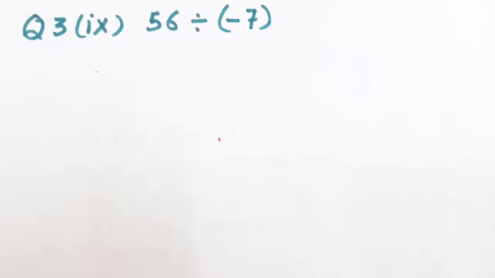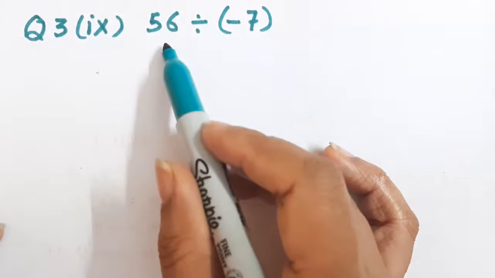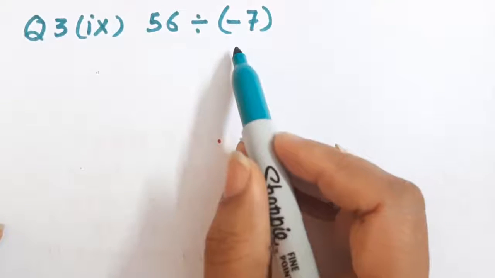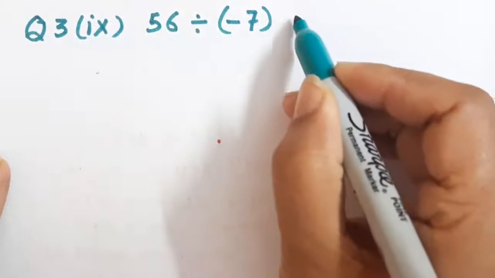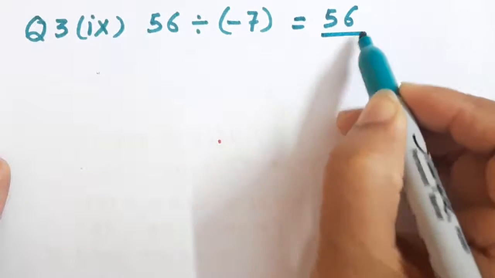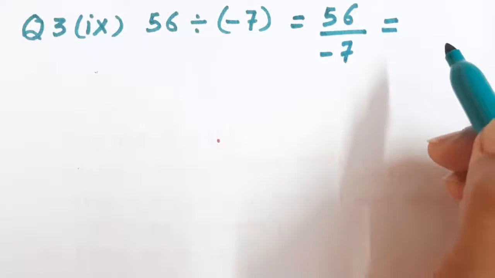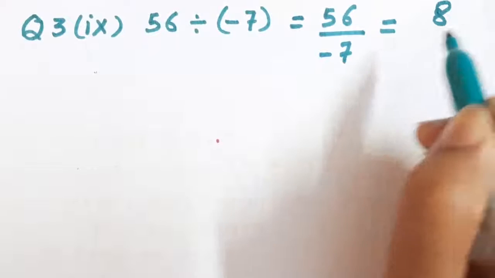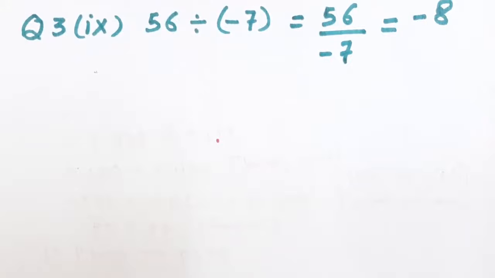Now children, in the next question, question number 3, let us see how to divide two numbers. Here again we follow the same rule. You can see that one number is positive and the other number is negative. So whenever the two numbers are of opposite sign, the result is always negative. So here you can write this as 56 upon minus 7. Now children, how many 7s are 56? Yes, 8s are, and since one number was negative, it is minus 8, right?